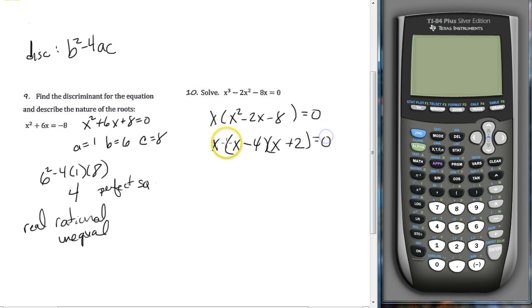Still equal to 0. So now I've got to find out what would make any of these three parts 0. Well, for the first part, x by itself means x would have to be 0. In the middle, to make x minus 4 turn to 0, x would have to be positive 4. And finally, for the third one, x would have to be negative 2. And that's it.